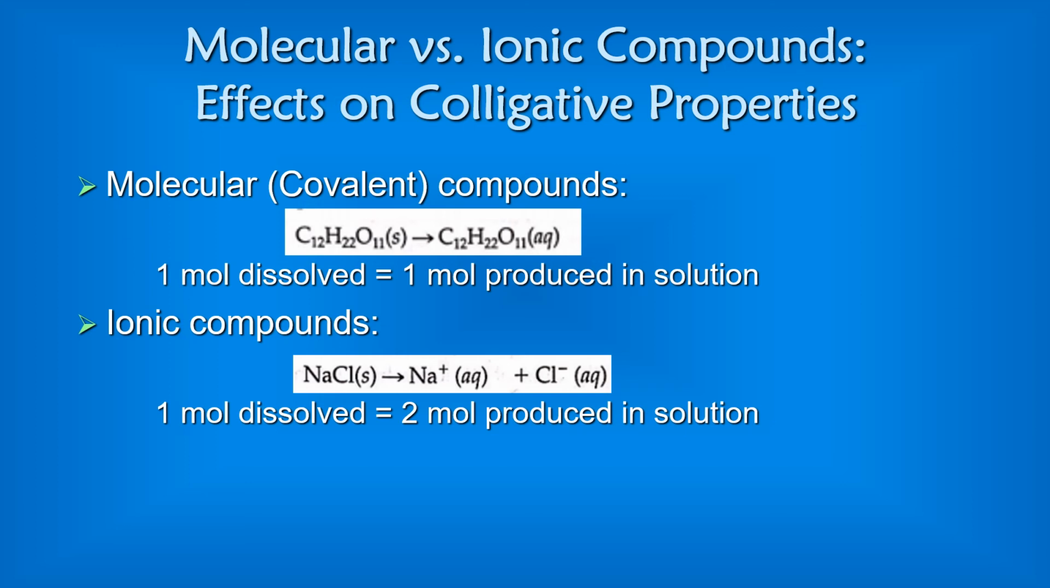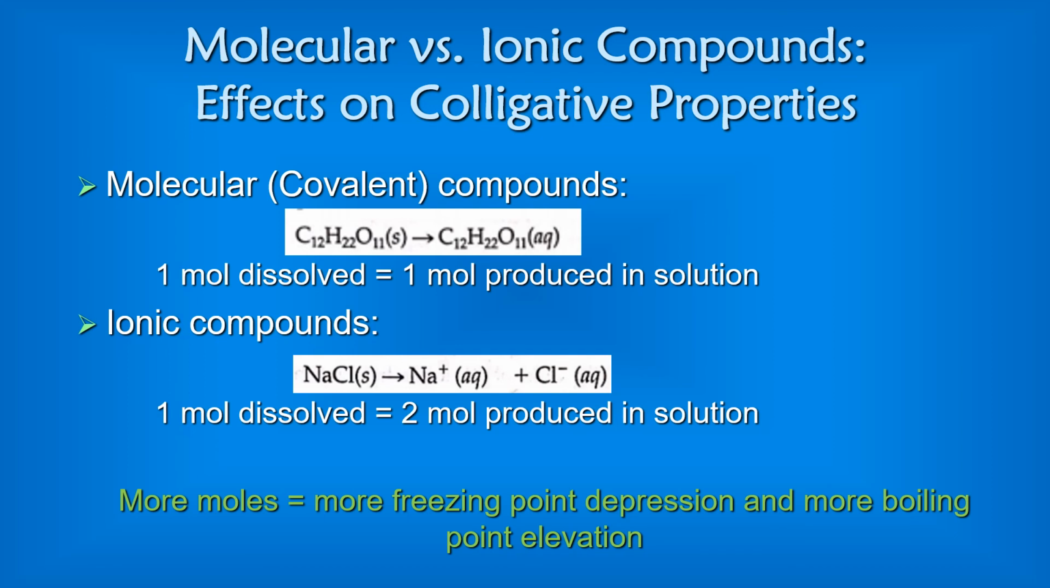So now compare these two things. For the sugar, we only had 1 mole in the solution. For the ionic salt, we had 2 moles in the solution. The idea to remember here is that the more moles we have, the more the properties are going to change. We are going to have more freezing point depression and more boiling point elevation.